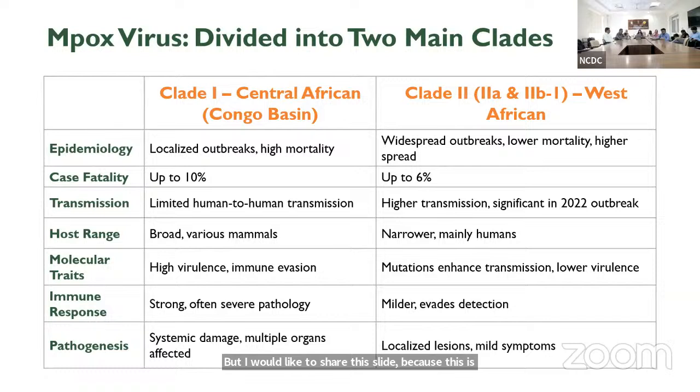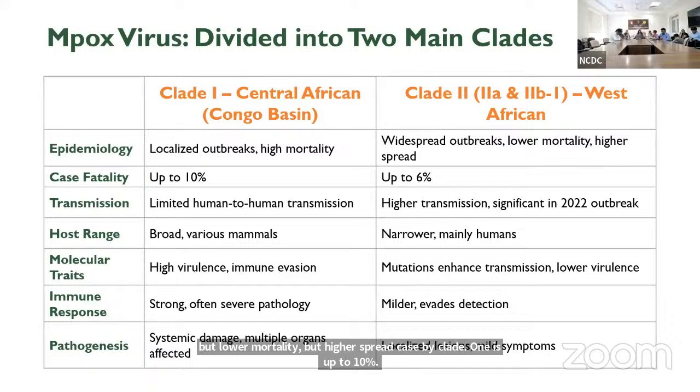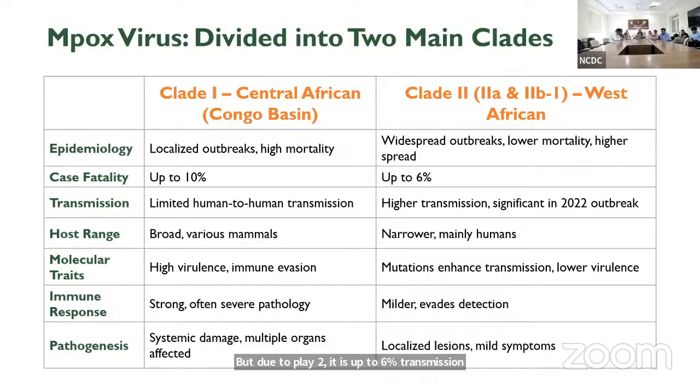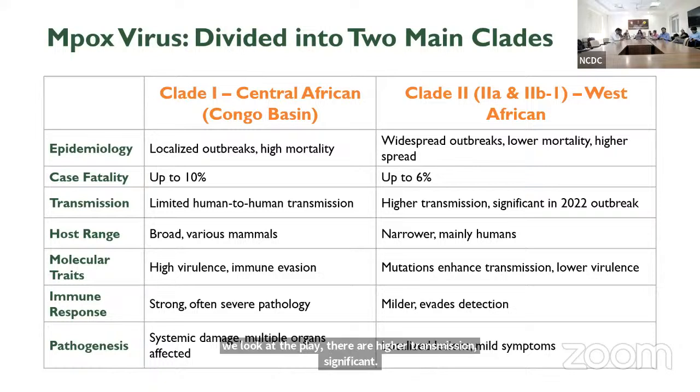Central African, that is the Congo Basin, is clade 1, and the other is clade 2, with 2A and 2B, in West Africa. The epidemiology of clade 1 is known to cause local outbreaks with high mortality. But clade 2 causes more widespread outbreaks, with lower mortality but higher spread. Case fatality for clade 1 is up to 10%, but for clade 2 it is up to 6%. Transmission for clade 1 is limited human to human, while for clade 2 higher transmission was significantly noticed in the 2022 outbreak.